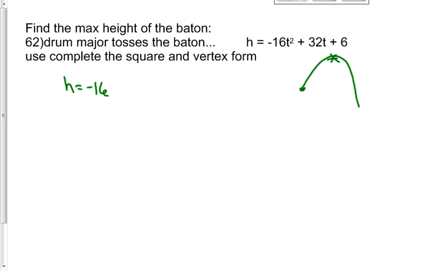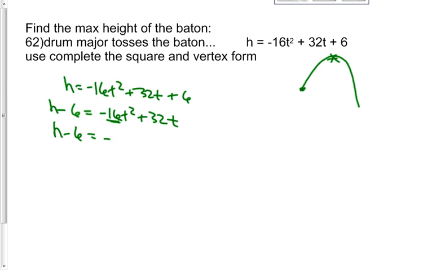H equals negative 16t squared plus 32t plus 6. Let's move our 6 out of the way. H minus 6 equals negative 16t squared plus 32t. Now the one thing with using completing the square is that you cannot start this if you have a number in the front of t squared other than 1. We've got a negative 16 there, so we have to factor that out first. H minus 6 equals negative 16 quantity t squared, and then 32 divided by negative 16, negative 2t. Now leave your blank and close the parenthesis.